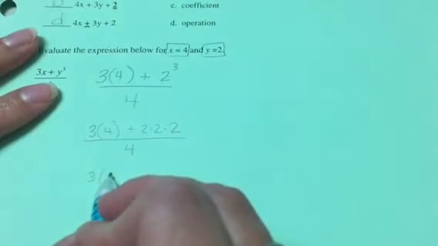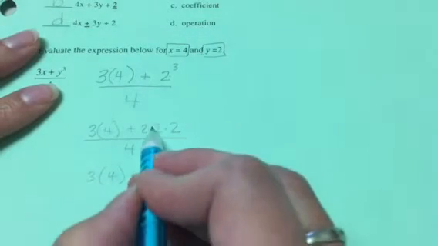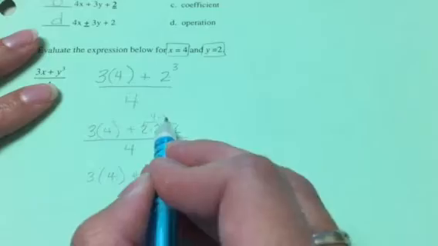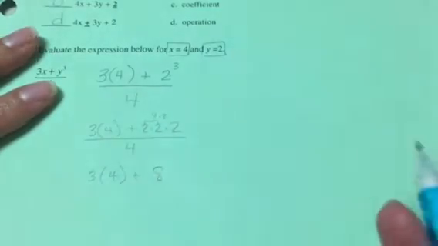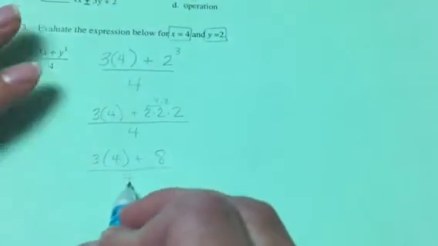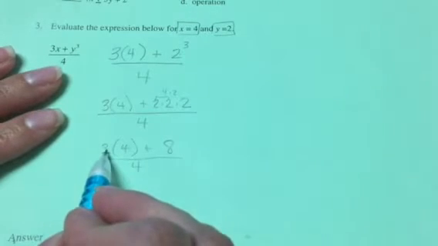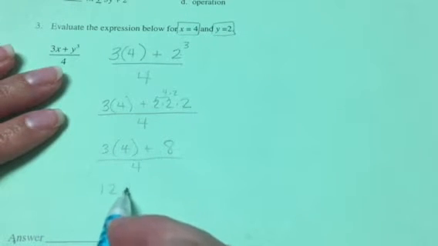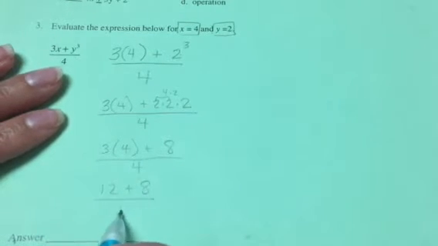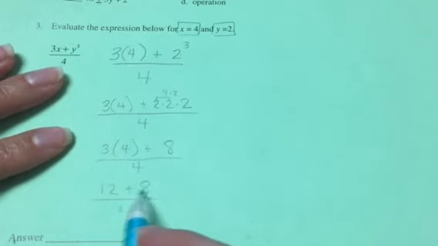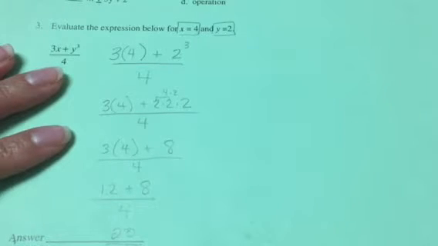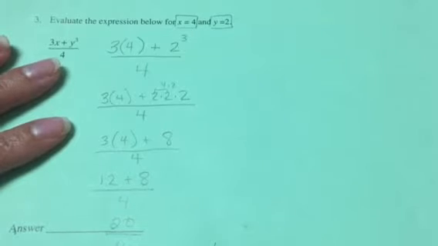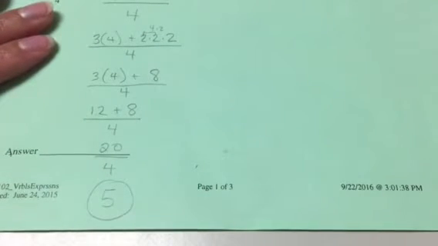Now I'm going to actually solve that. 2 times 2 is 4, and 4 times 2 is 8. Now I'm going to do this multiplication. 3 times 4 is 12 plus 8, all divided by 4. 12 plus 8 is 20 divided by 4, which equals 5 when you do the division.